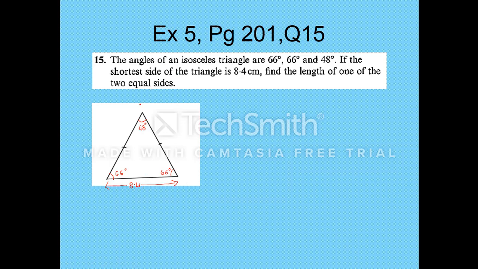Maybe we can just label the triangle because it then becomes easier to refer to the triangle. Alright, we need to find the length of one of the two equal sides. So in other words, we need to find out the length of AB, which is also equal to AC.